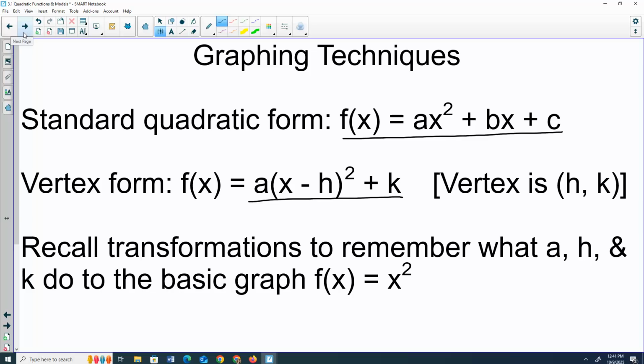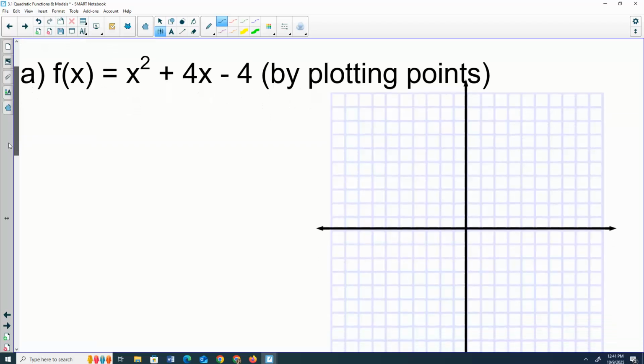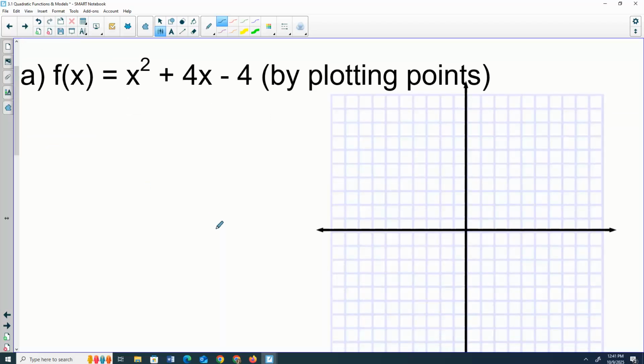Let's start graphing these. That's pretty much what we're going to do for the rest of the day here, talking about graphing these things. If I asked you to graph x squared plus 4x minus 4, is that written where I can use transformations to graph it? No. And so if I don't have a graphing calculator, I can't do transformations. We could always go back to our plotting points, right? So let's do that.